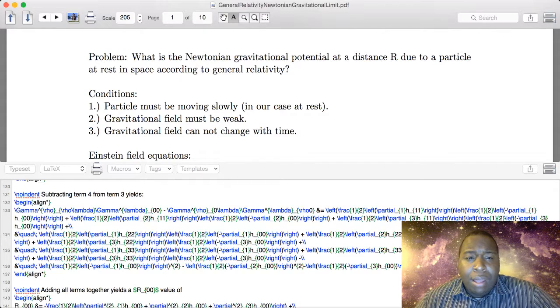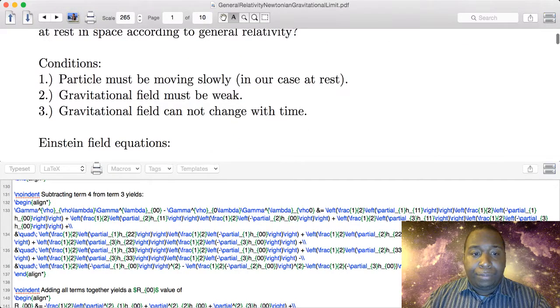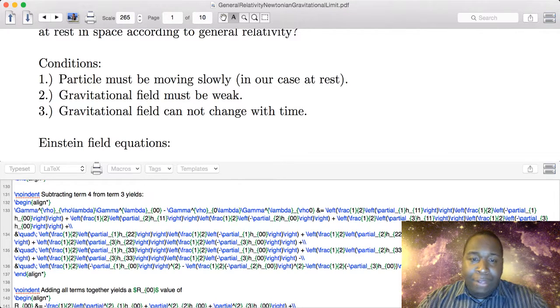And so when approaching this problem, from the perspective of general relativity, we need to apply a few conditions. These conditions are generally known as the weak field approximation conditions, but the conditions are, as stated here on the page. Let me make sure that you guys can see that just fine. So I'm going to zoom in a little bit more. So 1, particles must be moving slowly. So in our case, I've just made it simple that the particle is at rest. 2, the gravitational field from the particle must be weak. In other words, you can't have a very massive particle, or you can't have a particle that's moving very fast, approaching the speed of light.